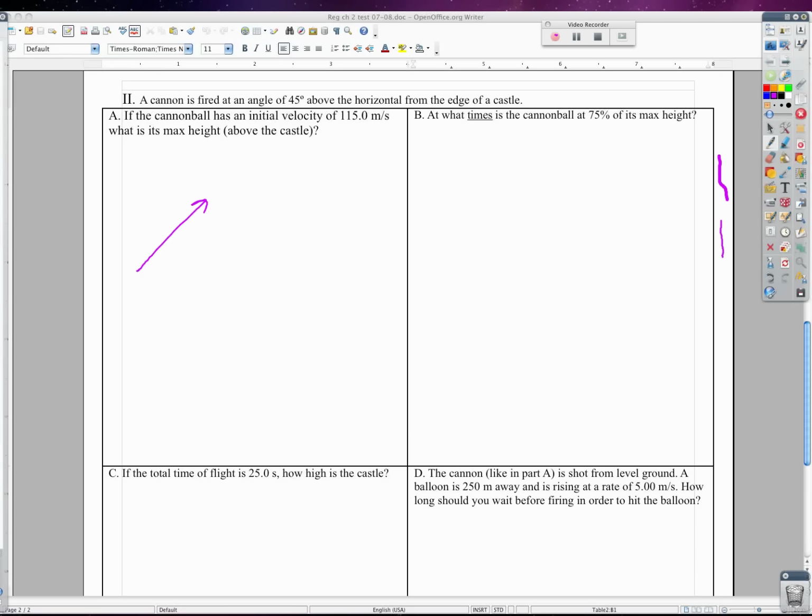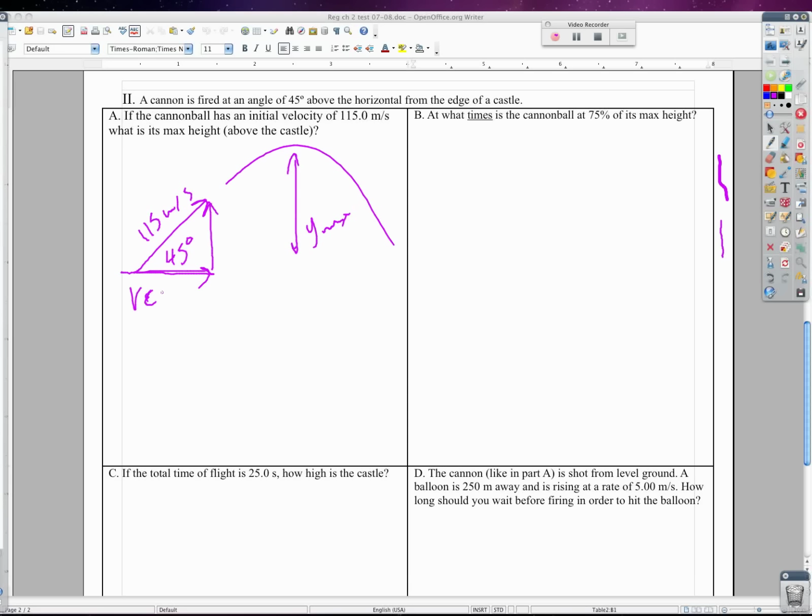Okay, so what's the first thing you do? Crack the vector. That's numero uno. So we have v cos theta and v sine theta. Okay, so what is some hidden information? My givens are 115 and 45. What's hidden information?